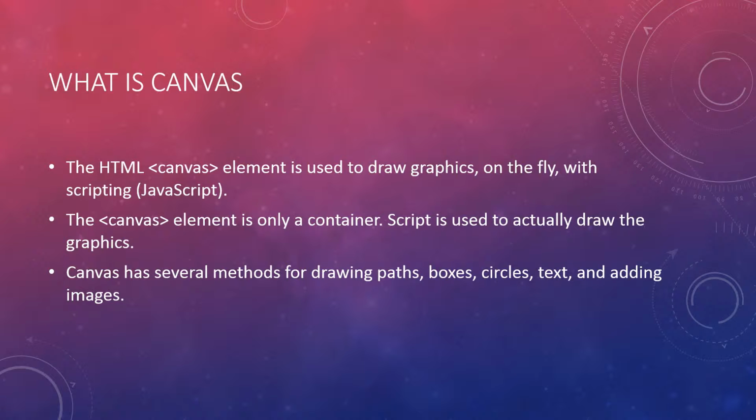That's what this does. You can actually draw things such as paths, boxes, circles, text, and you can add images. We'll go through a few things like that. So I'll do a few basic things and we'll see how it goes.